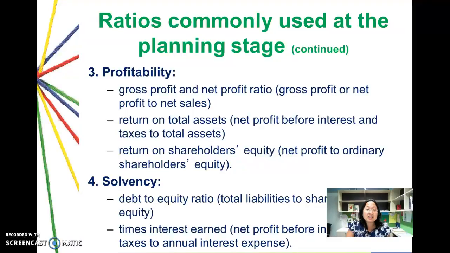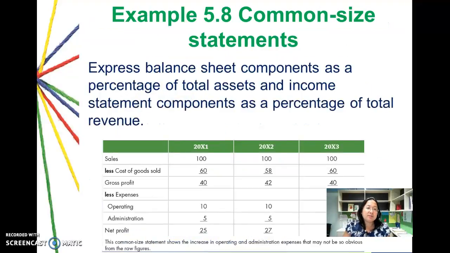How many times the net profit that they have generated before interest and tax is higher than the annual interest expense. So the higher the better for this one. Let's look at example 5.8 here. As you can see on your screen, those are the figures of the sales.